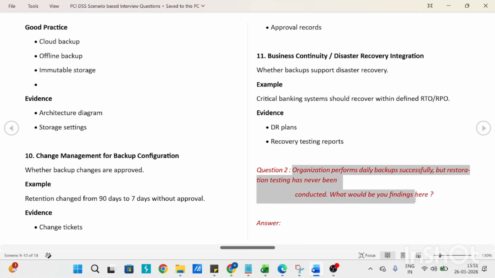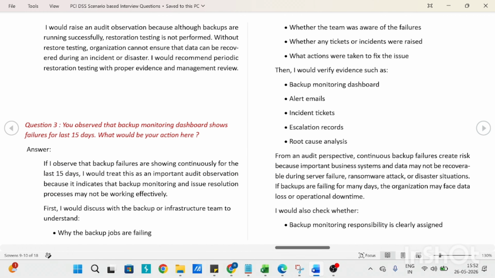Here's question number two. This is situation based. An organization performed daily backup successfully, but restoration testing has never been conducted. What would be your finding here? We already discussed this as a sample before. So here the auditor should raise an observation, because although backups are running successfully, restoration testing is not performed. Without restoration testing, the organization cannot ensure that data can be recovered during an incident or a disaster. So the auditor should recommend periodic restoration testing with proper evidence and management review.